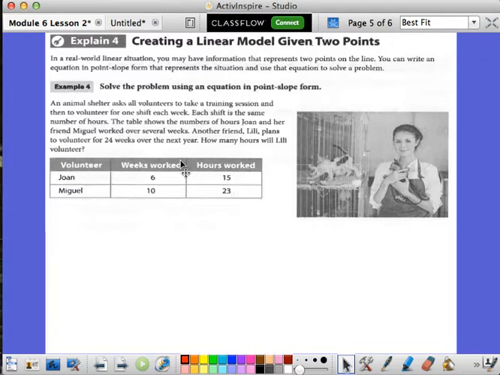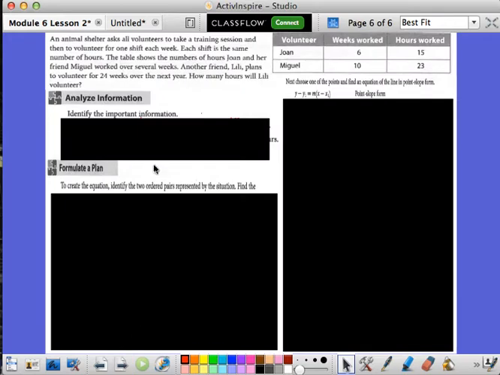Right. So in this case, they already give us all the information. And then here she's volunteering 24 weeks over the next year. All right, so our table also shows us the number of hours Joan and her friend Miguel worked over several of the weeks. So notice that some of our information is different. So what we're going to do is go through, and I pulled the information up here so you still have it, and we are going to analyze the information.